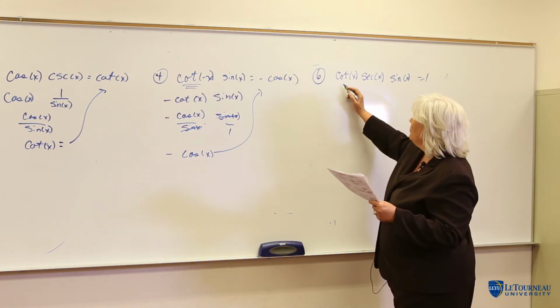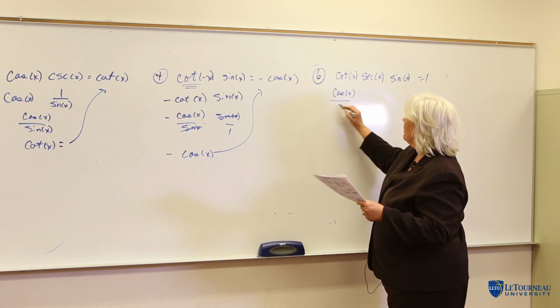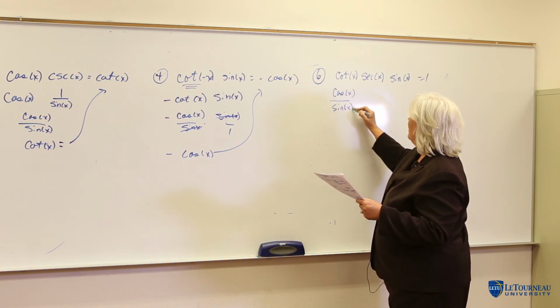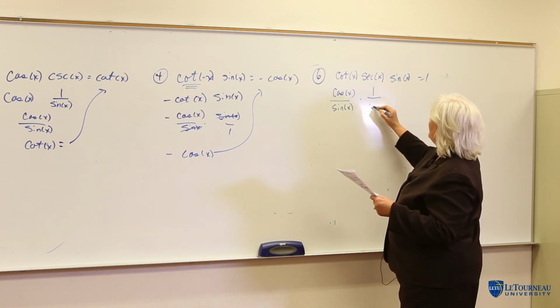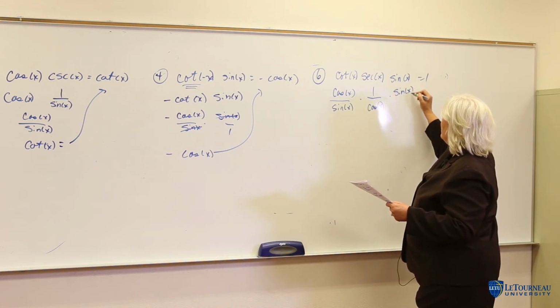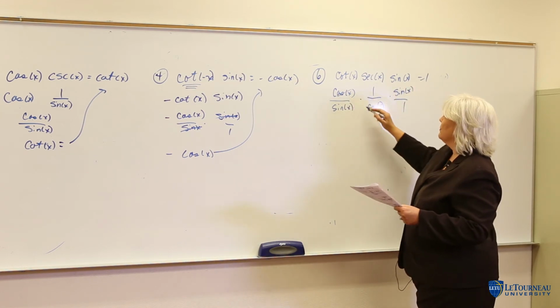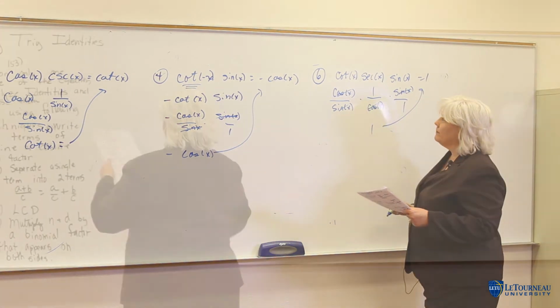So again, I'm going to use the identities. Cotan, again, is cosine over sine. Secant is 1 over cosine, times sine. And look what happens. Everything cancels, and I'm left with 1. So 1 does equal 1.